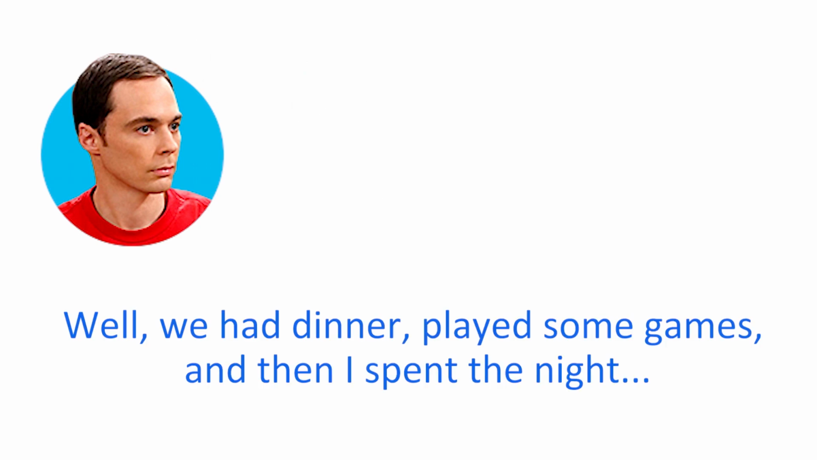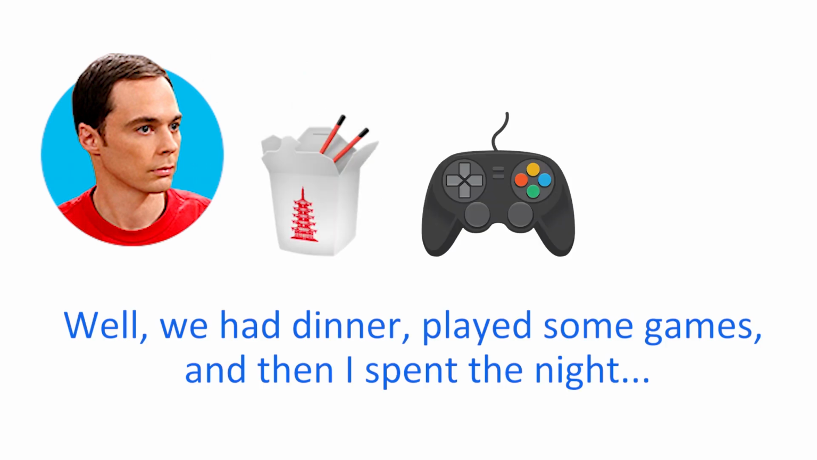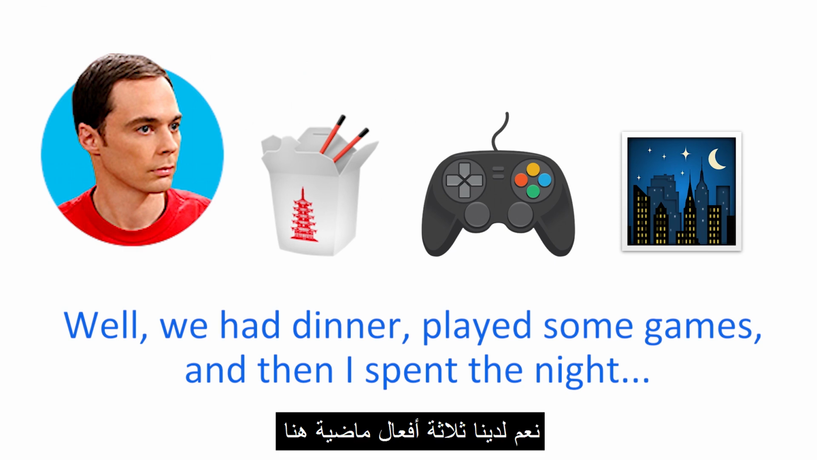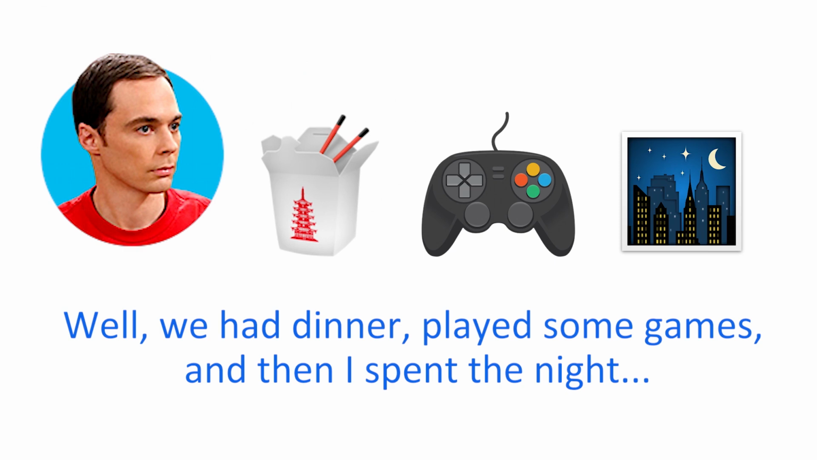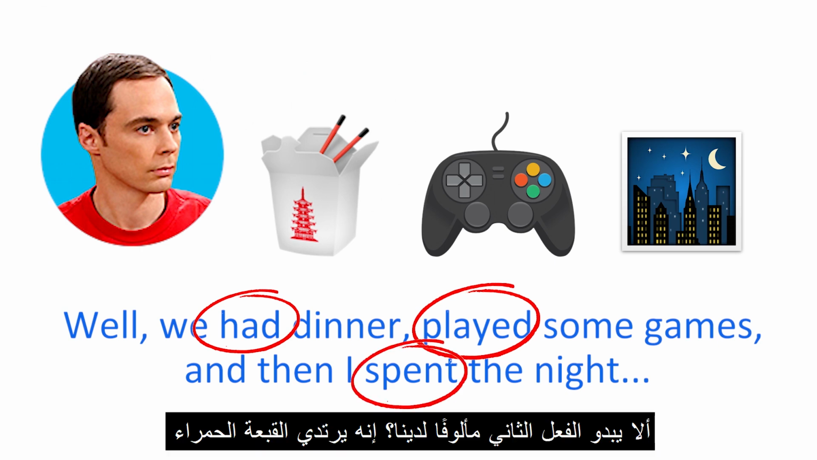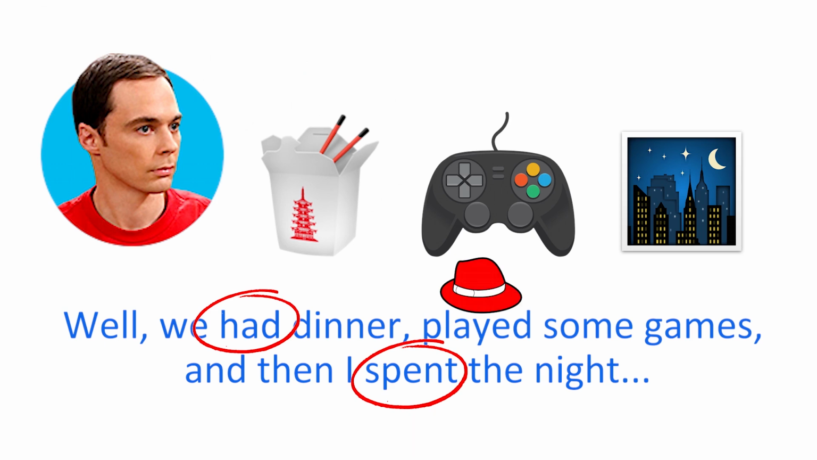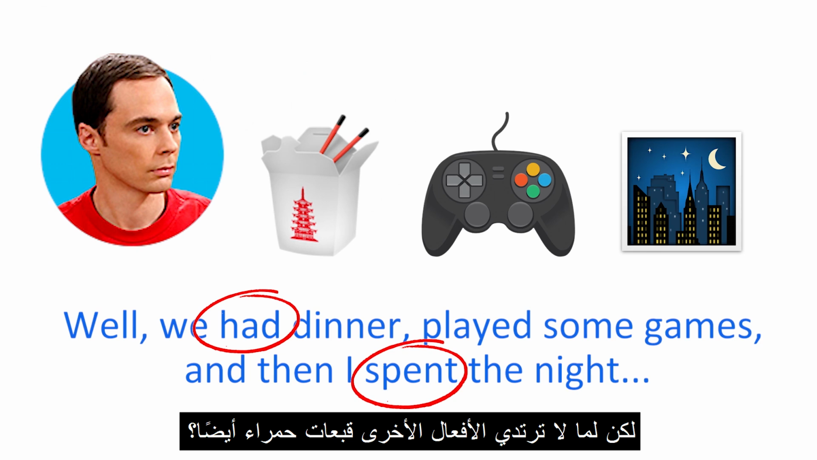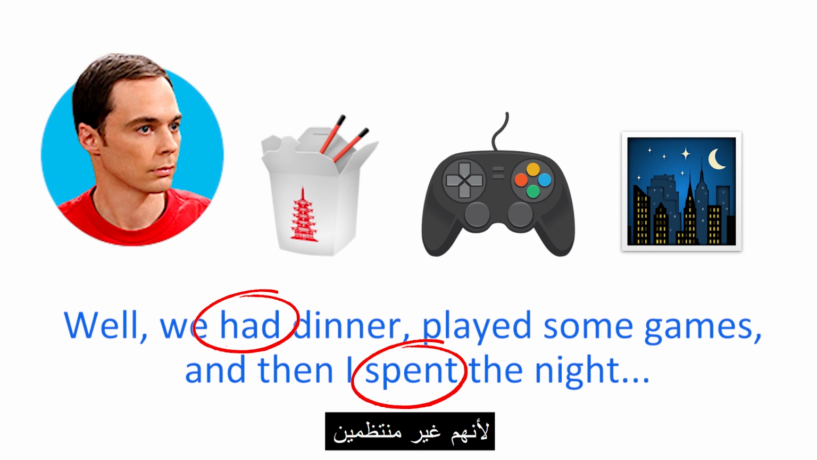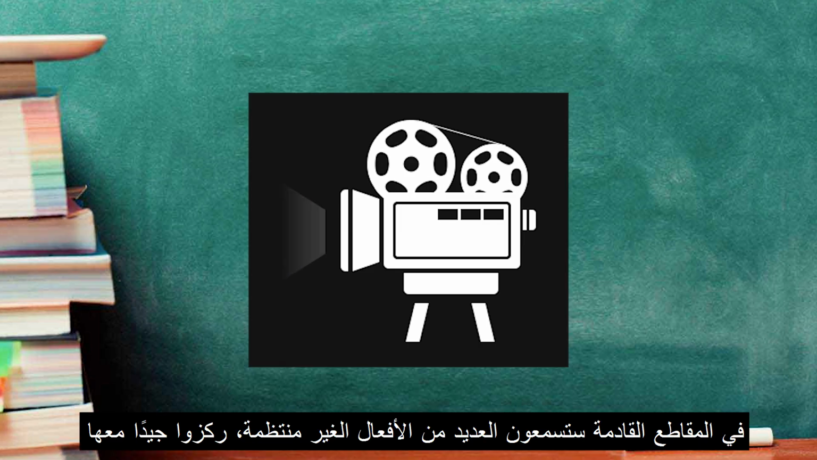So he said, we had dinner, played some games, and then I spent the night. Yes, we got 3 past tense verbs, which are had, played, and spent. One of the verb looks familiar, right? Yes, we got our red hat right there in played, but what about the other 2 verbs? Where are the red hats? They are irregular. Let's watch some clips and pay attention to the verbs that are used.